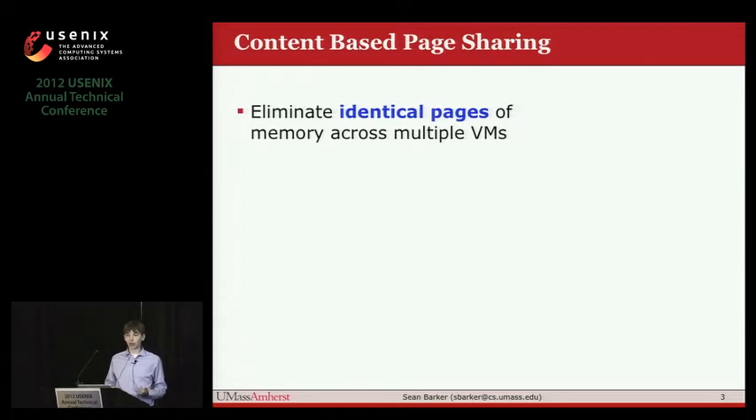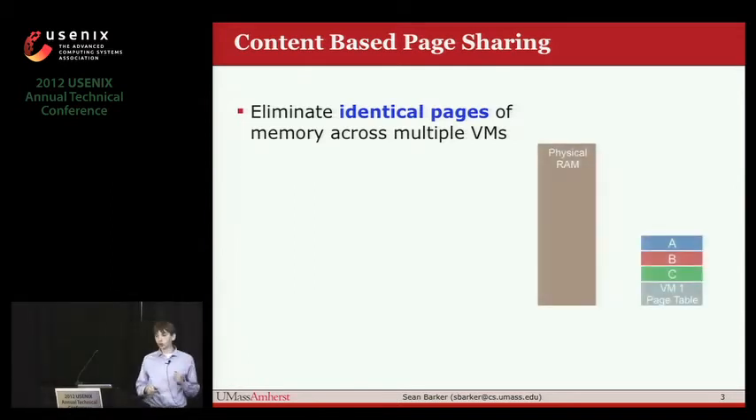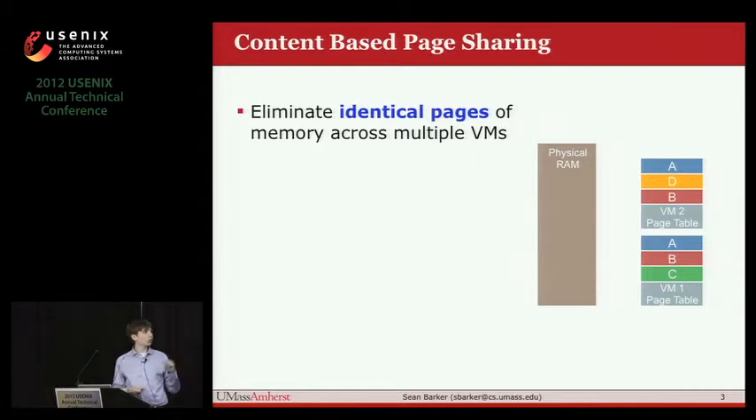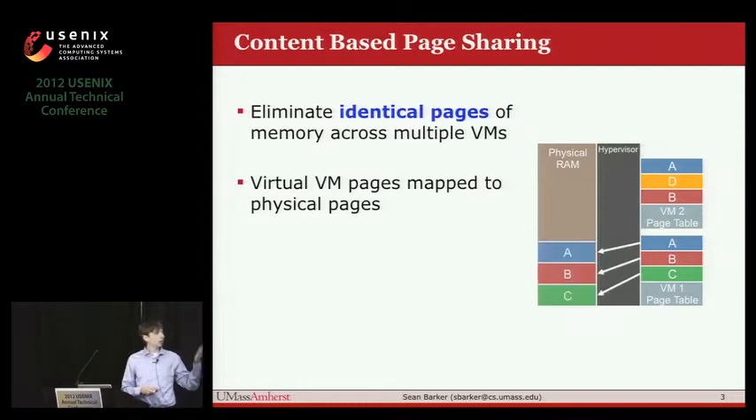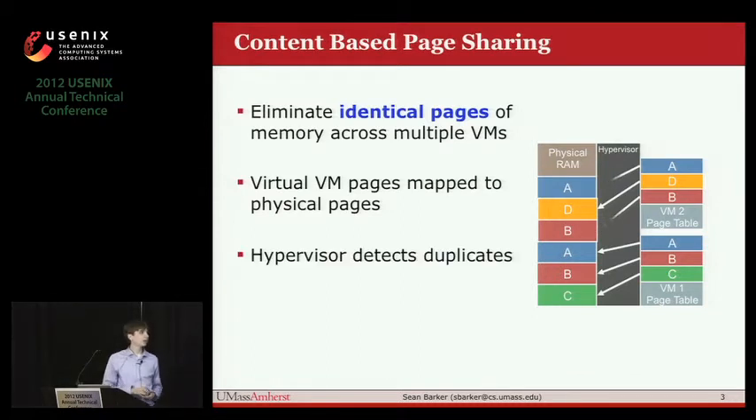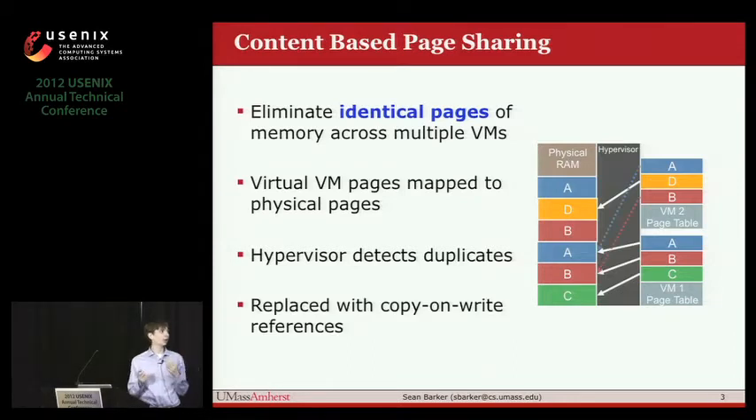Let's look at a simple example of how this might work. We have some physical memory, and in this example we have 2 virtual machines, each with 3 pages, and the color and label here indicate what the content of a given page is. The hypervisor is going to take those virtual pages and map them into physical memory. In content-based page sharing, the hypervisor is then going to detect duplicates. In this case, there are 2 of them, A and B. We're going to replace those with copy-on-write references to the original copies. What we gain from doing this is that the duplicates we've detected are then freed up, and we've reduced the total amount of memory we're using.